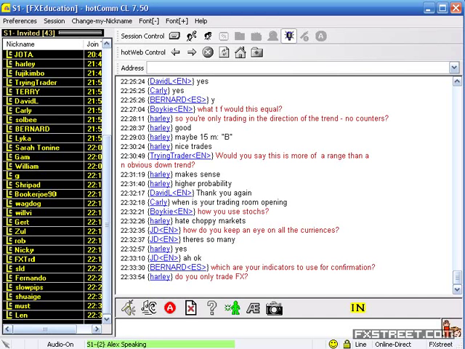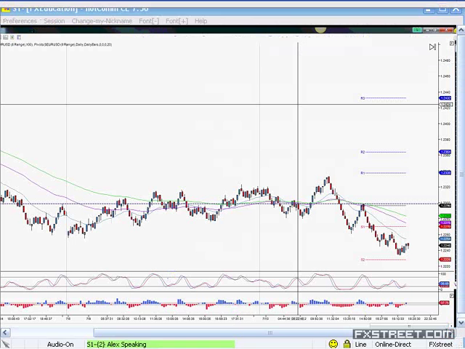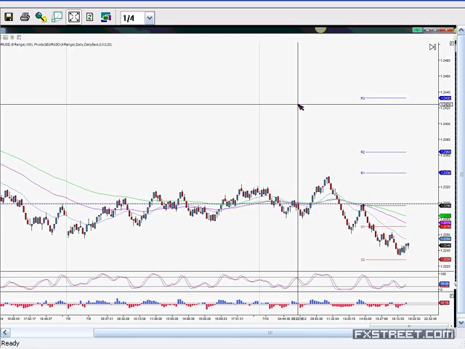We use the CCI and the stochastics for our confirmation. So stochastics, as you can imagine, we're looking for a cross. And the CCI, we don't want it to be in overbought or oversold territory when we enter.